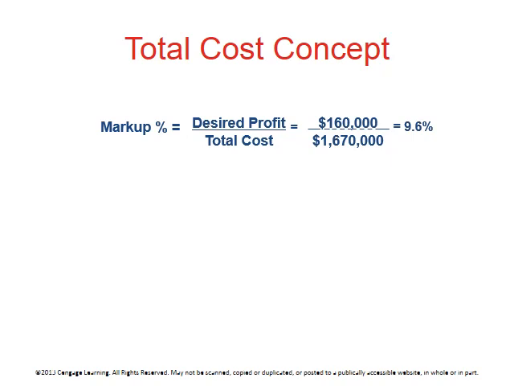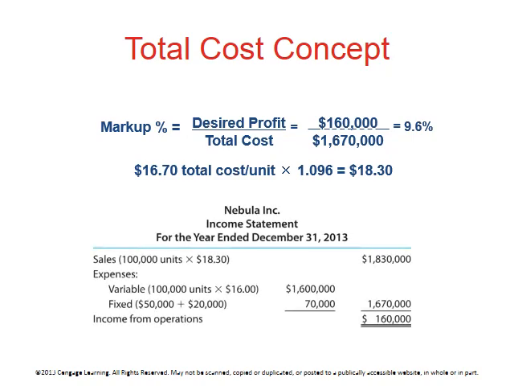So our markup percentage: our desired profit is 160,000, which we knew from the facts on the previous slide. Total cost is 1,670,000. So our markup percentage is 9.6%. If we take our 1,670 cost per unit and mark it up by 1 plus 9.6%, so 1.096, we get to our 1,830 selling price. And now we look at our income statement and we get our 160,000 profit that we desired.